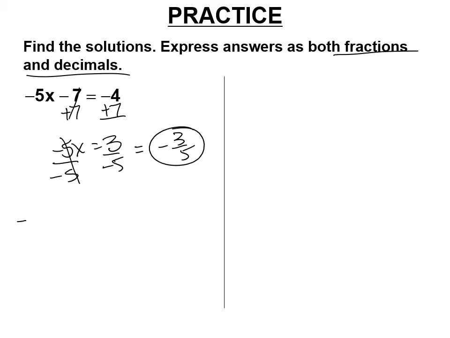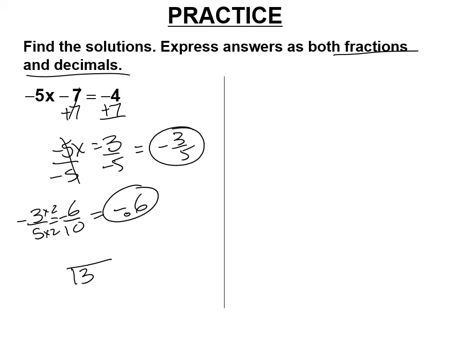Now, the easy way is to put it over 10. And you're going to get negative 6/10, which is negative 0.6. The way a lot of students like, because they know it works, is 3 divided by 5. That does work, and you get 0.6. But remember, it's negative 0.6, or if you like the leading zero, negative 0.6.